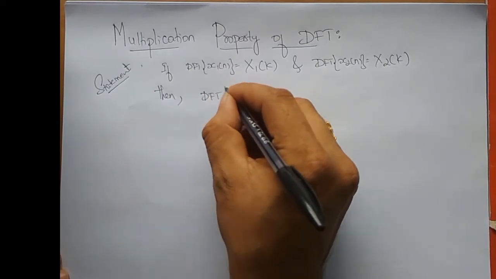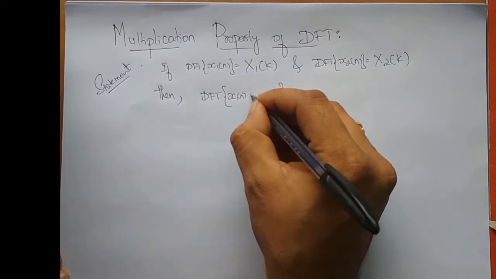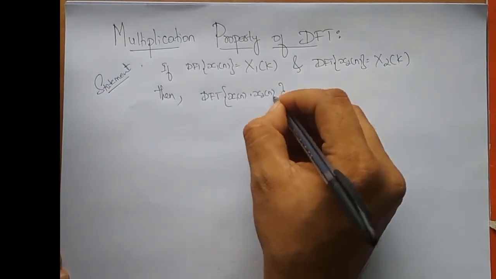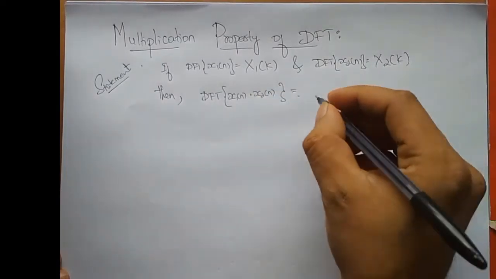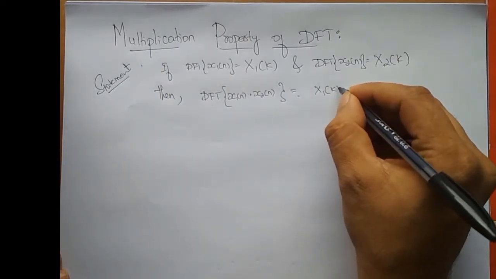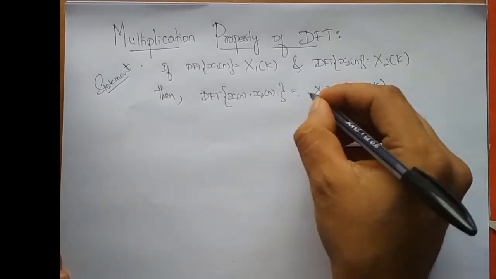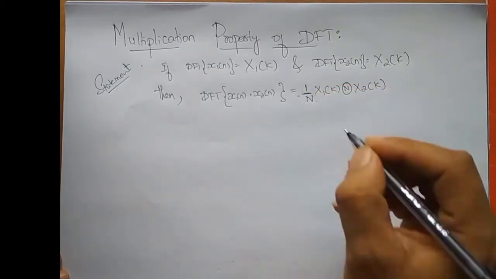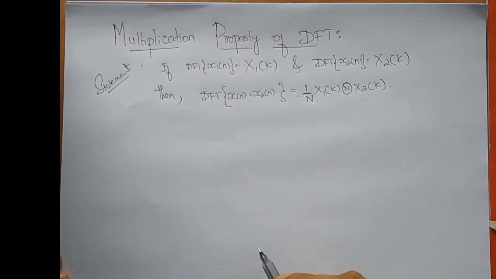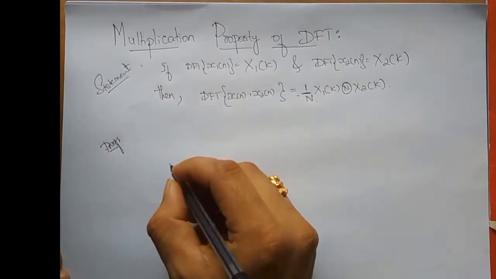DFT of, in time domain, if I multiply two signals x1 of n and x2 of n, in frequency domain it will be a circular convolution, X1 of k N-point circularly convolved with X2 of k, but with a scaling factor of 1 by capital N, where capital N is the number of points. So we'll try to prove it. So, proof.